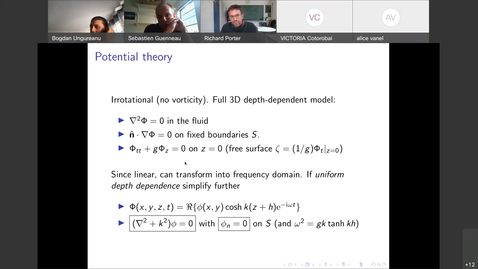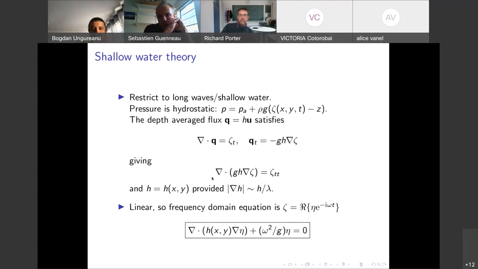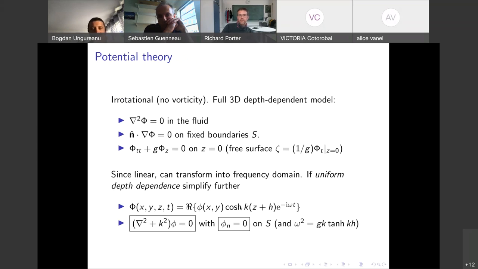And the second thing is to say that if I have a uniform dependence in the depth, that is to say, whatever scattering features I have in my fluid, provided that they extend uniformly through the depth to a constant flat bed, I can remove the depth dependence. So it's like separation of variables. I can separate out the depth dependence via this cosh term here. And this leaves me with a two-dimensional velocity potential.